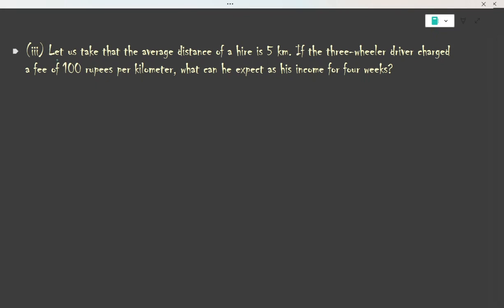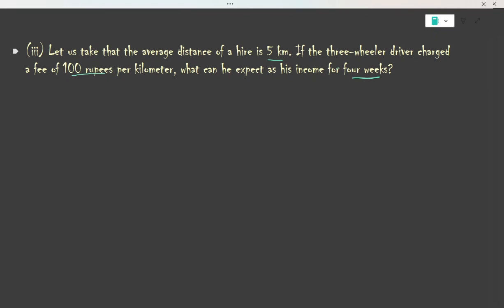Part 3. Let us take that the average distance of a hire is 5 kilometers. If the three-wheel driver charged a fee of 100 rupees per kilometer, what can he expect as his income for 4 weeks? The average distance of a hire is 5 kilometers. He charges 100 rupees per kilometer. And the question is, what can he expect as his income for 4 weeks?